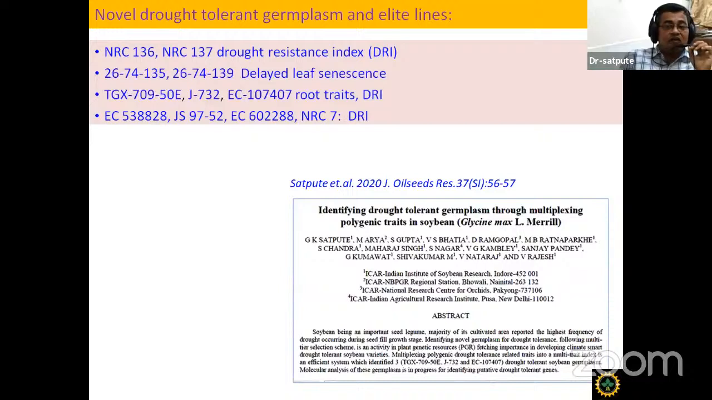With this, novel drought tolerant germplasm and elite lines like NRC 136 and NRC 137 have been selected for drought resistance index. Out of so many traits, specific germplasm are also identified. Trait-specific germplasm can also be selected. There are germplasm for delayed leaf senescence traits, traits for drought resistance, and good root architecture. So these genotypes and accessions have been identified.